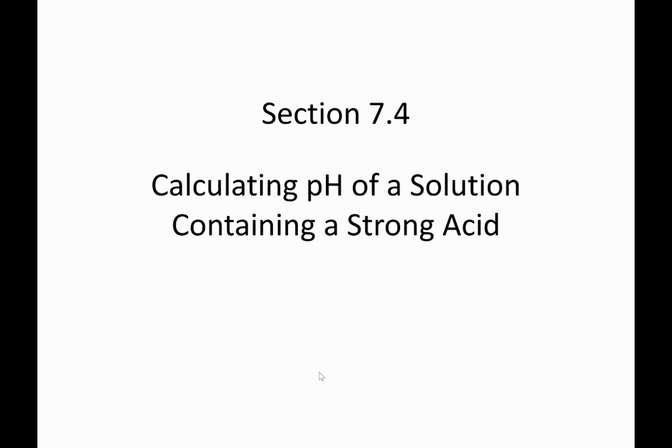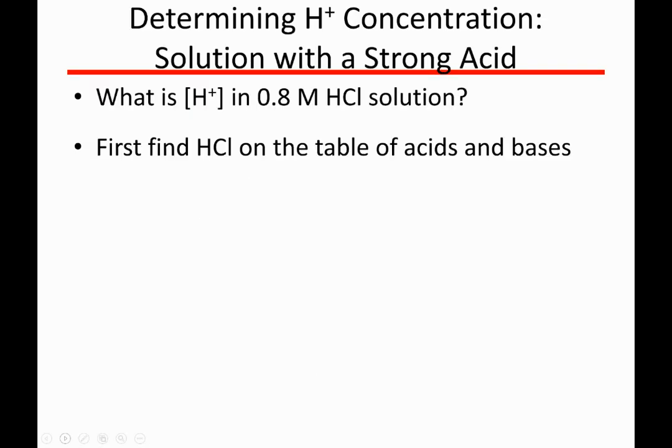Now let's talk about calculating the pH of a solution that contains a strong acid. In this problem, we're asked to determine the concentration of H plus in a 0.8 molar HCl solution. In order to devise a strategy for solving this problem and to determine what type of problem we're working with here, it's helpful to take a look at the list of acids and bases and find where HCl appears.